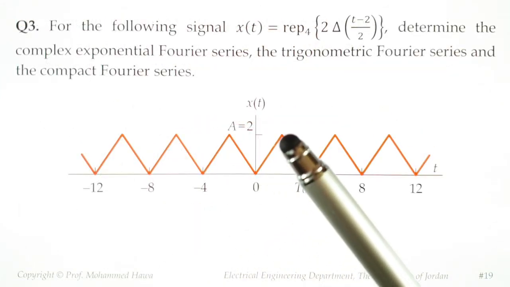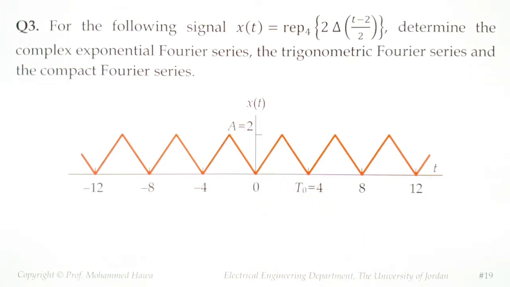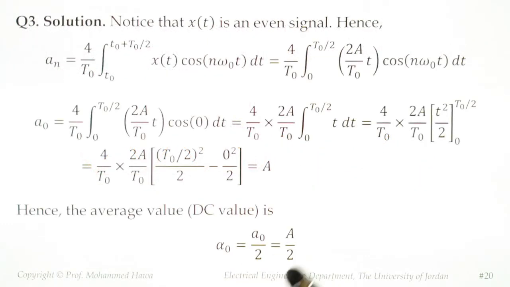of time is the height A multiplied by the width t naught. That's A multiplied by t naught multiplied by half. Now divide the area by the period t naught. You get A over 2, which is the average value we obtained by integration here.